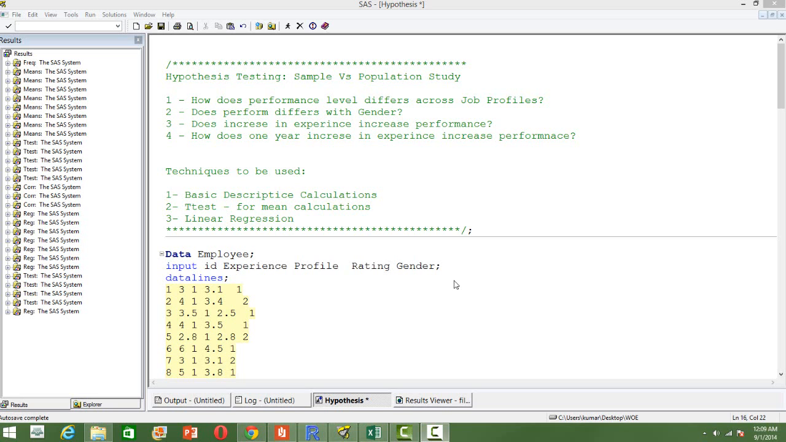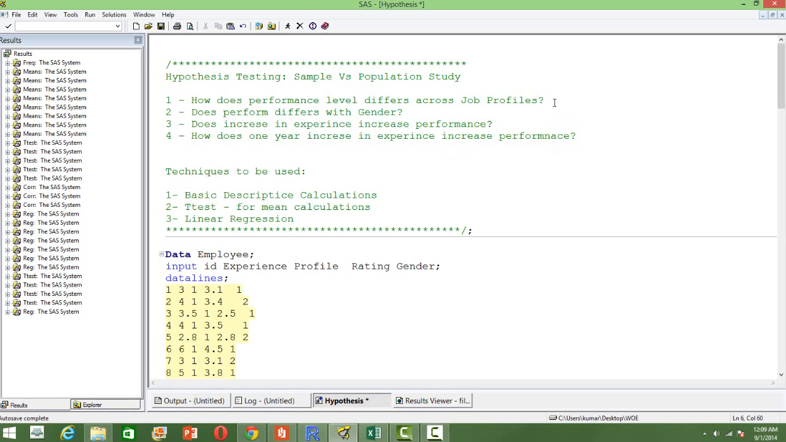One of the questions that comes to mind for any HR manager is: how does the employee performance level differ across job profiles? That means, can we conclude that a particular job profile is doing better? Is it the junior people who are on average doing better than the senior people, or junior, middle management and the senior management? So how is the performance differing across different job profiles? That's the first HR related question that comes to mind.